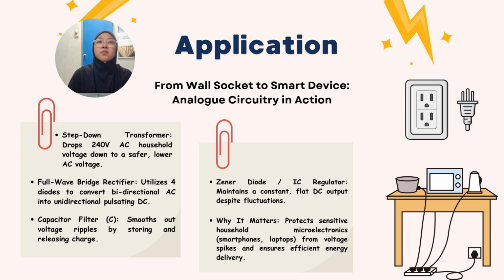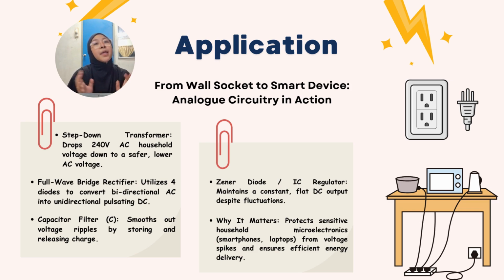First, a step-down transformer decreases the high household voltage. Next, the low voltage AC passes through a full-wave bridge rectifier composed of 4 diodes, flipping the negative cycle into a positive one. While this gives us unidirectional current, it is still pulsating and unstable. To fix this, a parallel smoothing capacitor acts as an energy reservoir, filtering the sharp ripples.